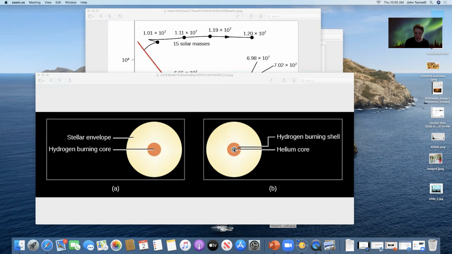And when that happens, it's going to heat up even hotter in the core as that collapse happens. And it's going to start burning just outside the core in this hydrogen burning shell. And that's what kicks off its transition to red giant.